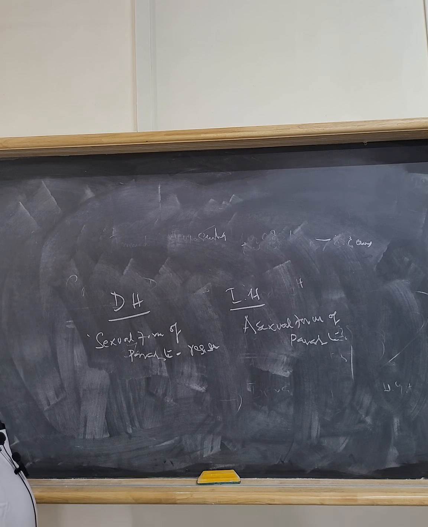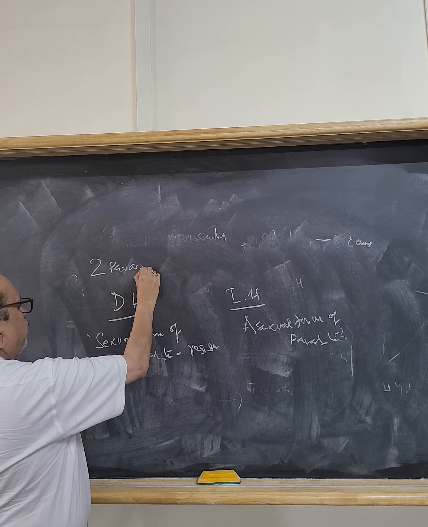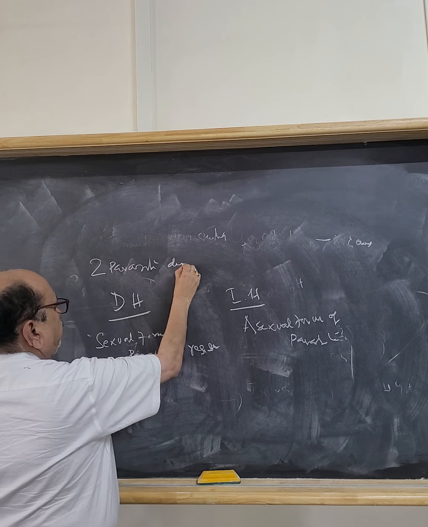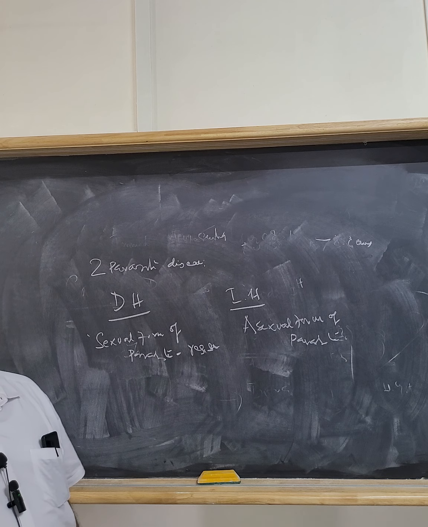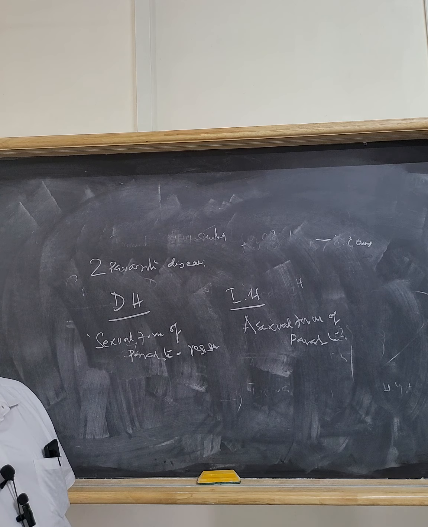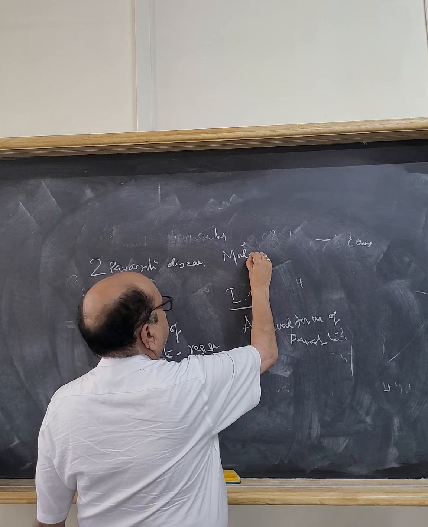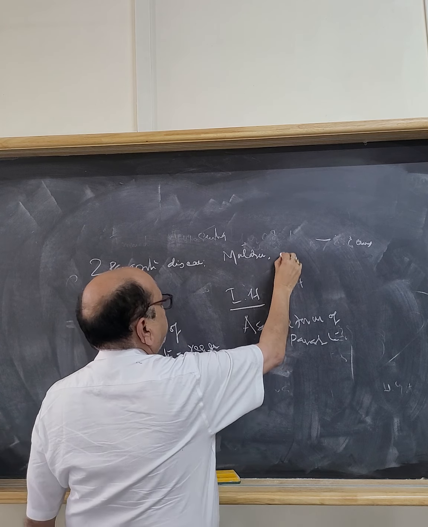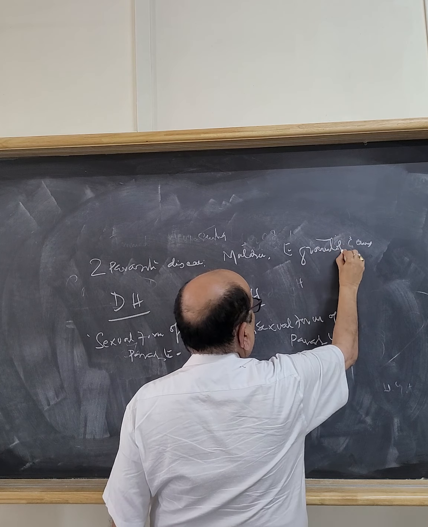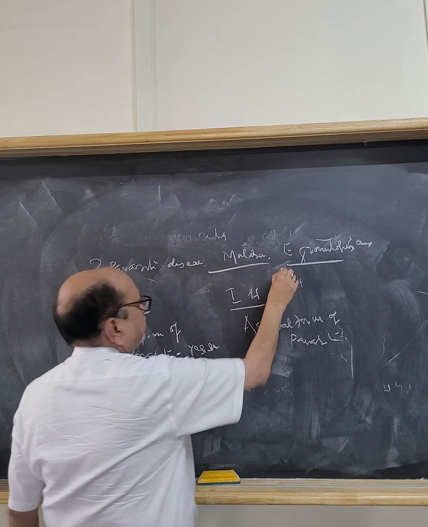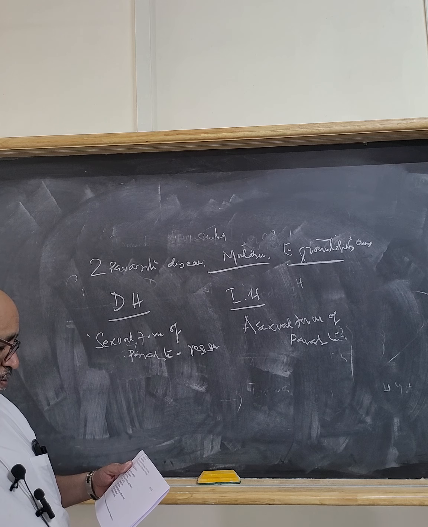Man acts as intermediate host in two parasitic diseases. One is malaria, the second is Echinococcus granulosus. Malaria and Echinococcus granulosus.